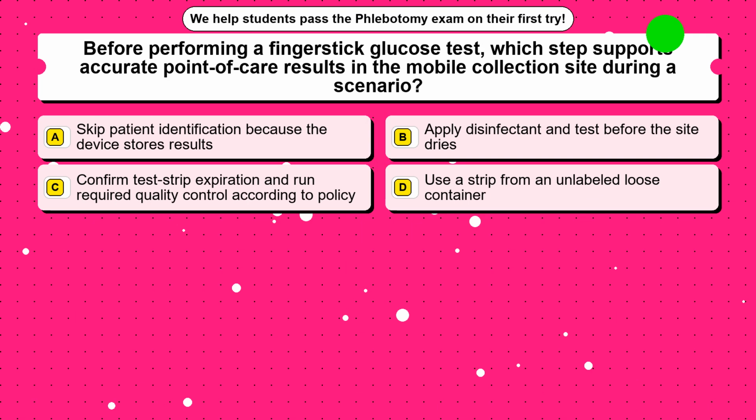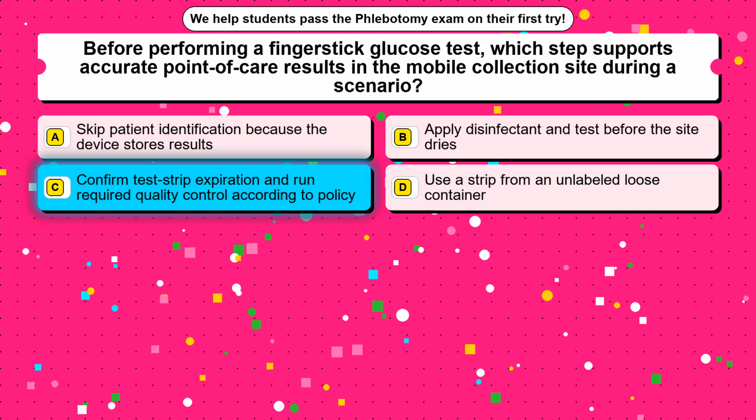Question 87. Before performing a fingerstick glucose test, which step supports accurate point-of-care results in the mobile collection site during a scenario? Option A. Skip patient identification because the device stores results. Option B. Apply disinfectant and test before the site dries. Option C. Confirm test strip expiration and run required quality control according to policy. Option D. Use a strip from an unlabeled loose container.